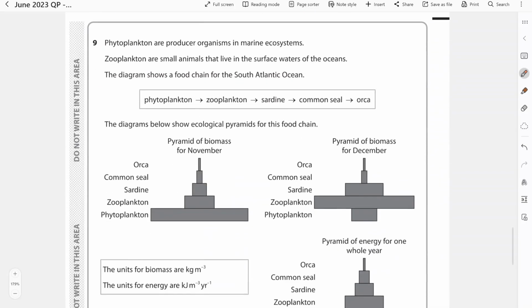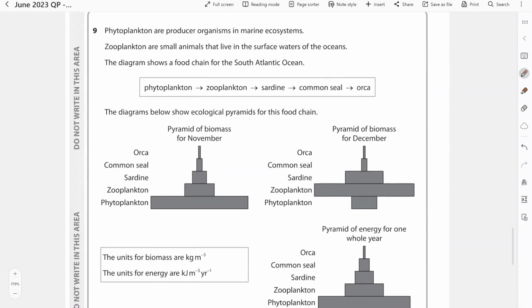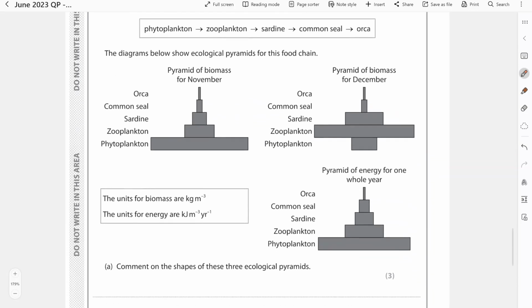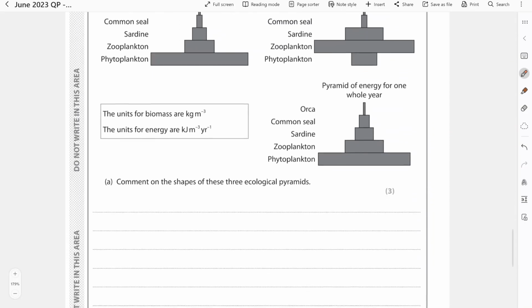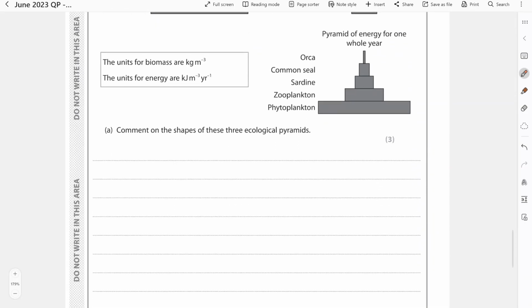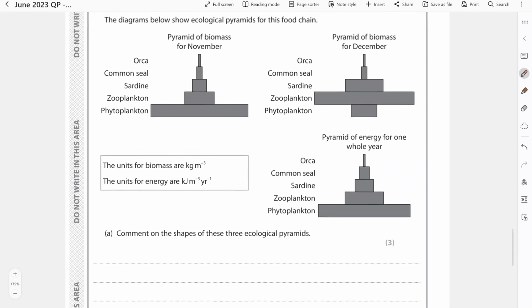All right, let's move on to question 9. Phytoplankton are producer organisms in marine ecosystems. Zooplankton are small animals that live in the surface waters of the oceans. This is a food chain for the South Atlantic Ocean. Part A, comment on the shapes of these 3 ecological pyramids.